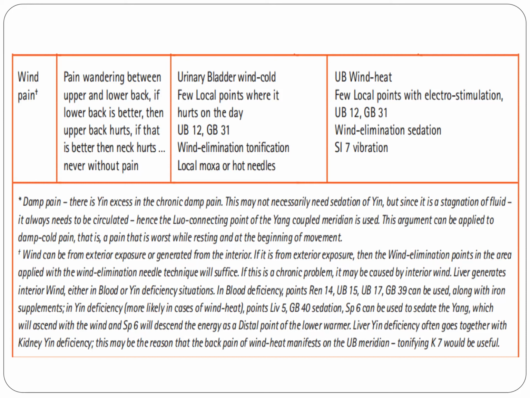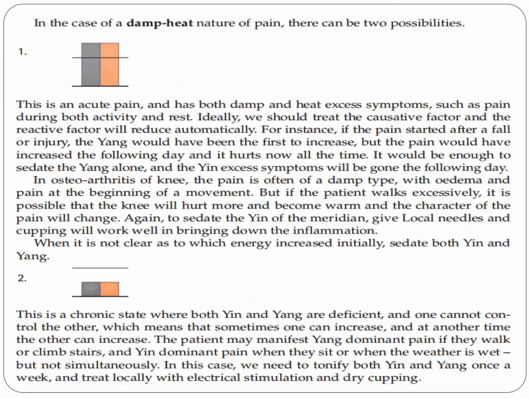In yin deficiency, more likely in cases of wind heat, points liver 5, GB40 sedation, spleen 6 can be used to sedate the yang, which will ascend with the wind, and spleen 6 will descend the energy as a distal point of the lower warmer. Liver yin deficiency often goes together with kidney yin deficiency. This may be the reason that the back pain of wind heat manifests on the UB meridian. Tonifying kidney 7 would be useful.